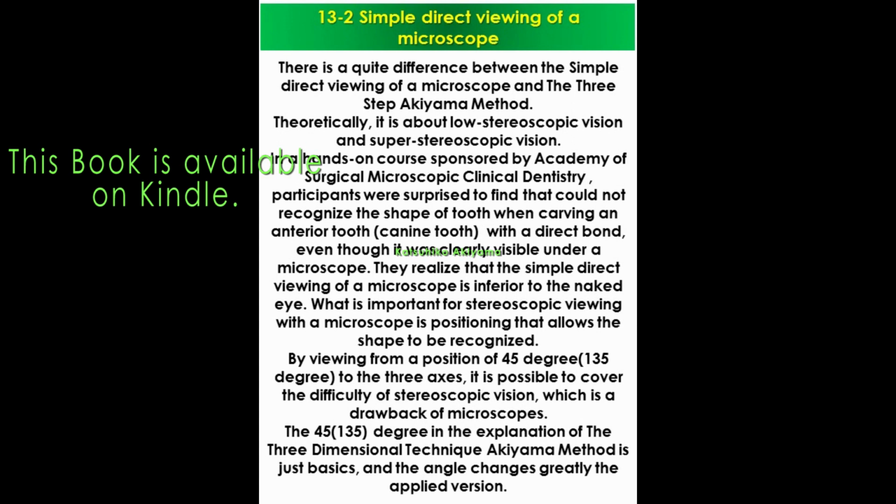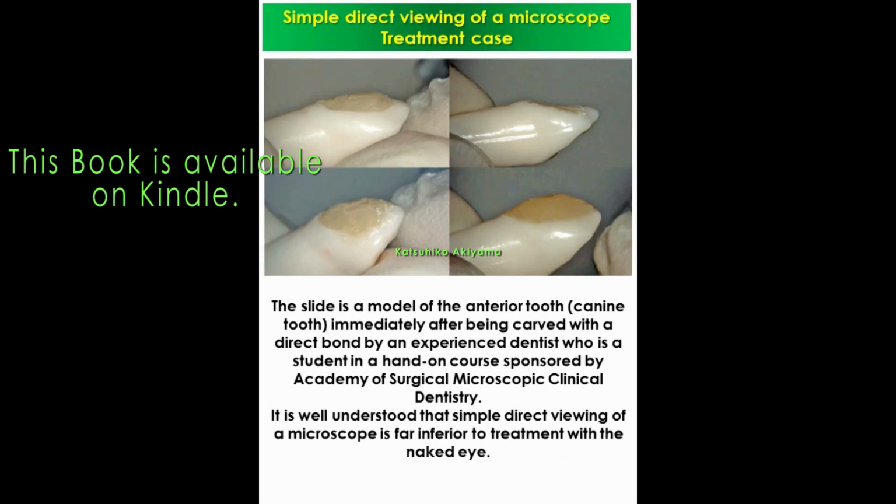What is important for stereoscopic viewing with a microscope is positioning that allows the shape to be recognized. By viewing from a position of 45 degrees, 135 degrees, to the three axes, it is possible to cover the difficulty of stereoscopic vision, which is a drawback of microscopes. The 45, 135 degrees in the explanation of the three-dimensional technique Akiyama method is just basics, and the angle changes greatly in the applied version.